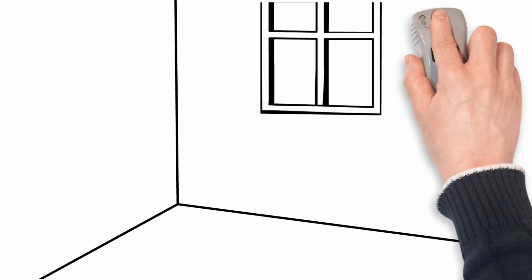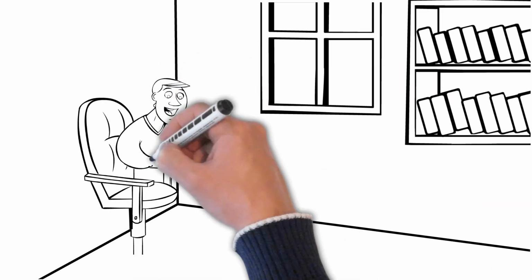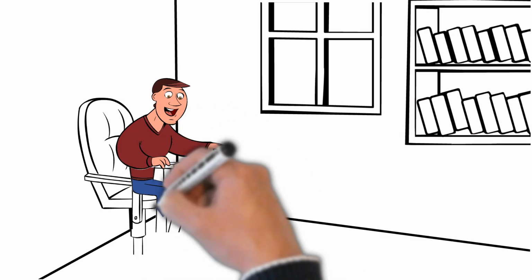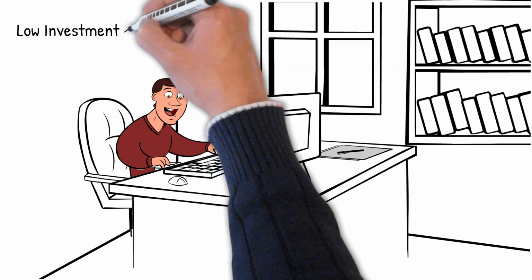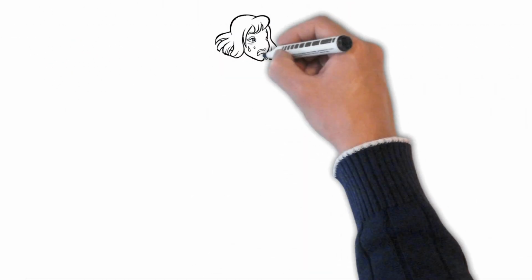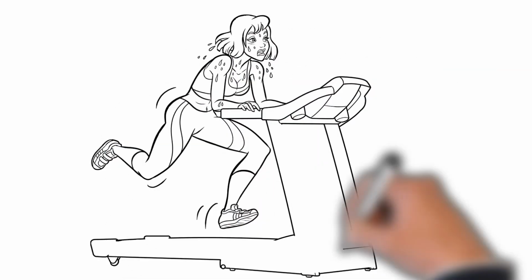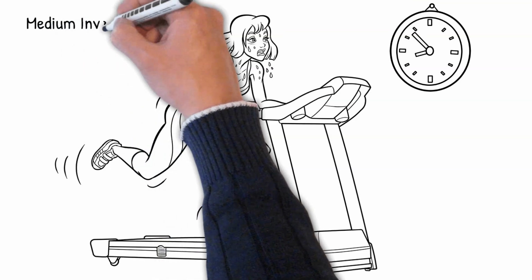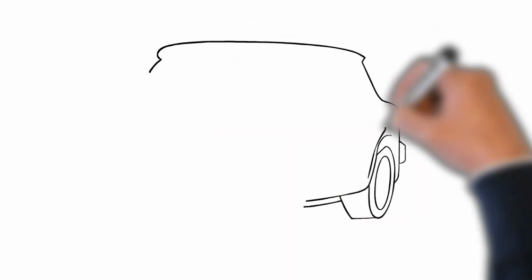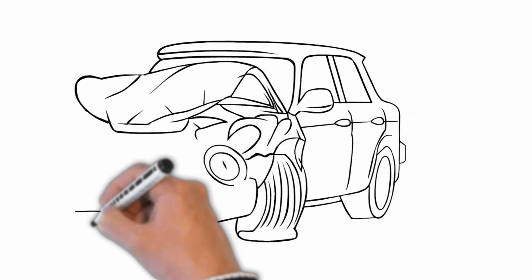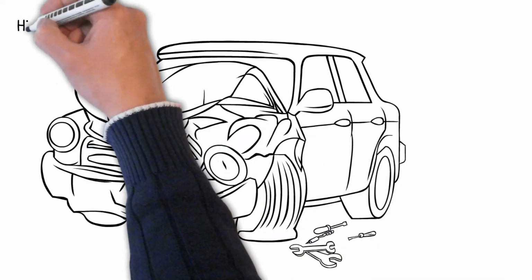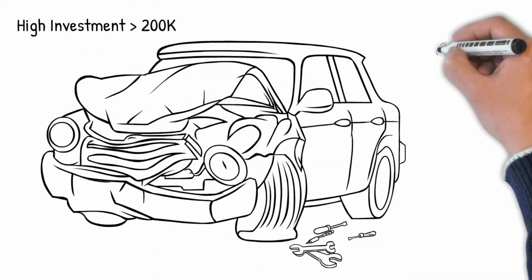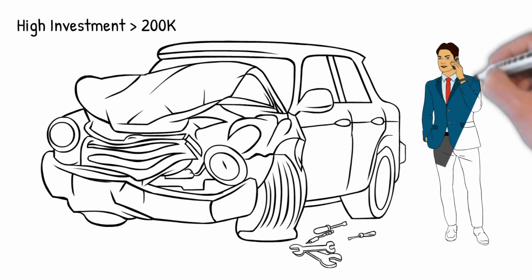If your business is a consulting company, you may be able to invest less than $100,000, given this type of business has a low startup cost. If you were starting a gym, you may have to invest more than $100,000, given this business would cost more to get up and running. If you were starting a car manufacturing plant, you would have to invest more than $200,000, given this business has a high startup cost.